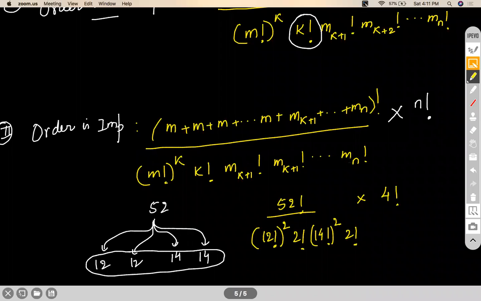Yes, Madhav. Same thing I have written, but I have to divide by the factorial of the total number of objects. That is what you are saying, no? How do you write it in the form of NCR, right? The previous formula only.